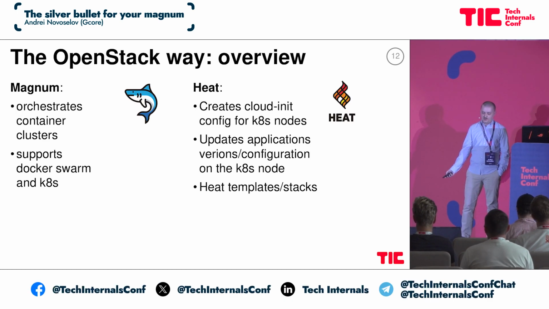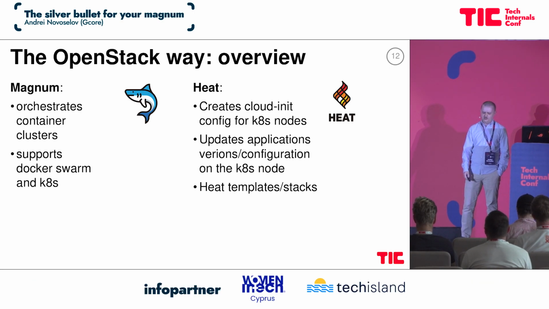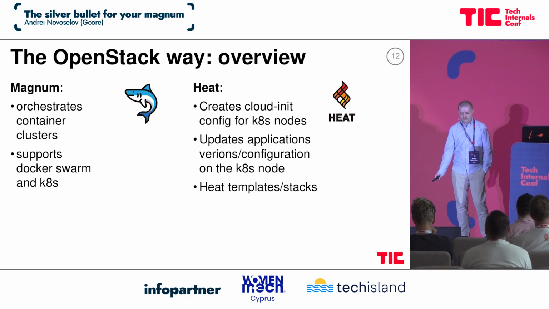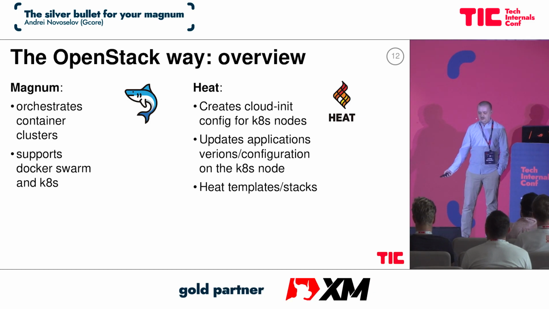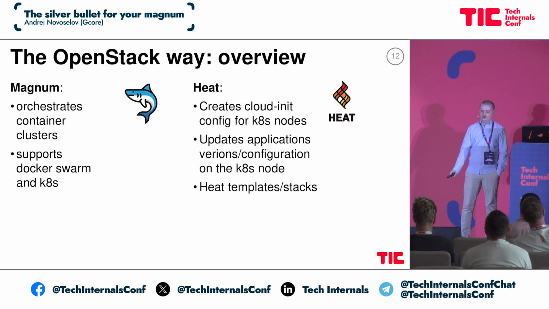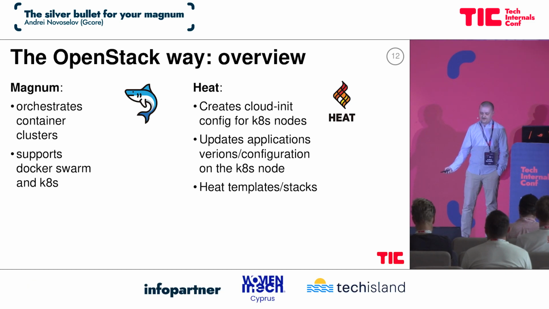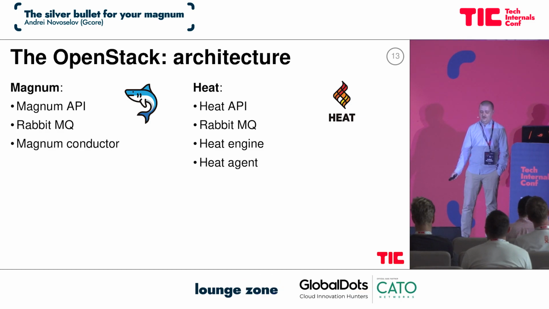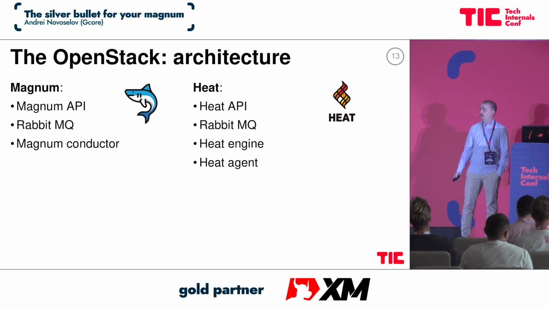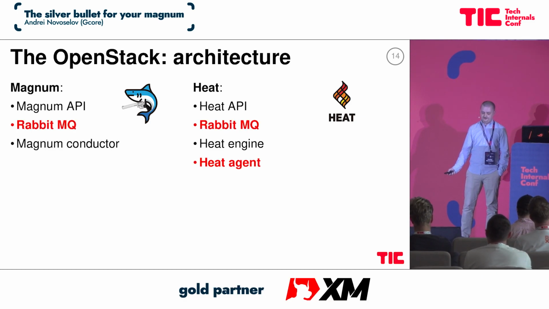So the main components of Magnum are, like in any other OpenStack API component, Magnum API, RabbitMQ, and Magnum Conductor. So the API receives some tasks, puts them to RabbitMQ, and the Conductor gets them and makes them done. Heat is pretty much the same. It has Heat API, RabbitMQ, and Heat Agent. And the most fragile components, the not so reliable, let's call it this way, are RabbitMQ and Heat Agent, and we'll get to it a little bit later.